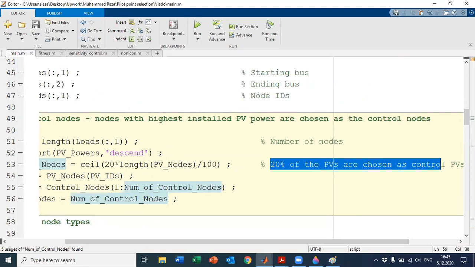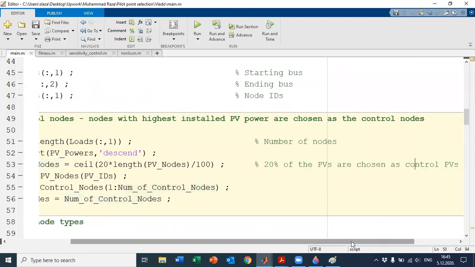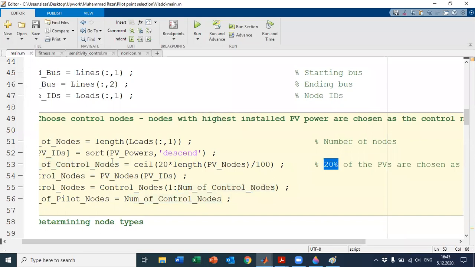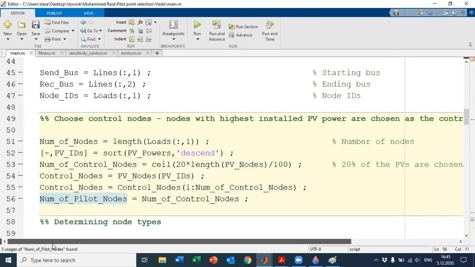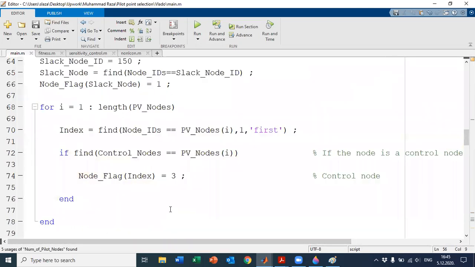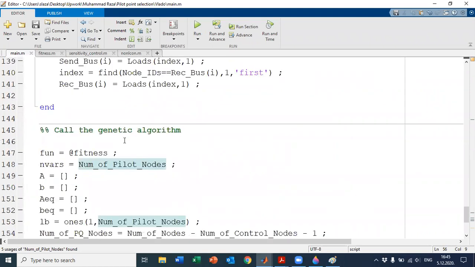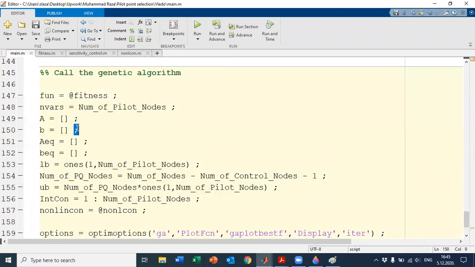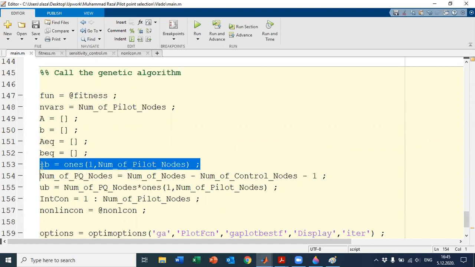Like I said, 20% of the PVs are chosen as the control PVs, and I'm not sure of the number, I think it's 10. To each one of those PVs, and to each one of those control nodes, we assign a pilot node, which is given here. That's it. Furthermore, we don't have any inequality or equality linear constraints. We have the lower bound of the variables, and the lower bound of the variables are ones.